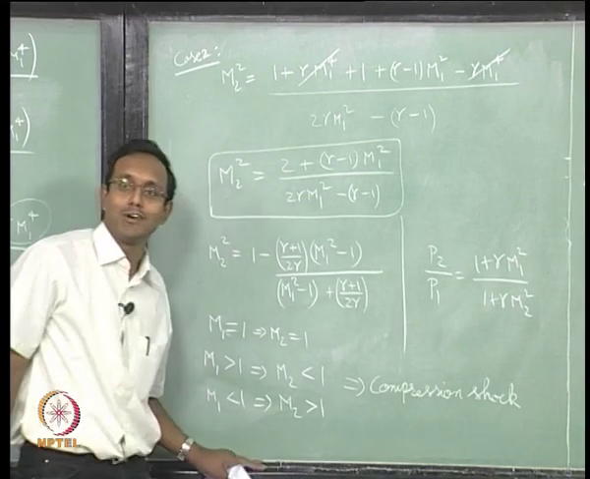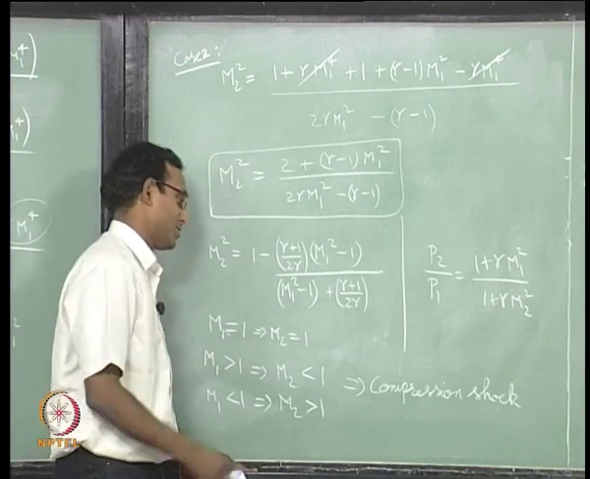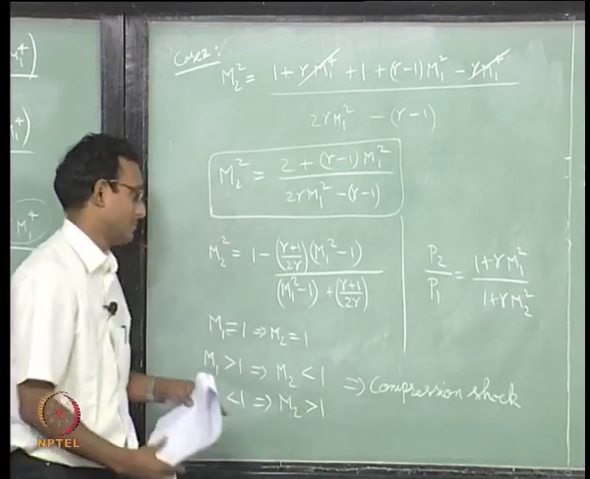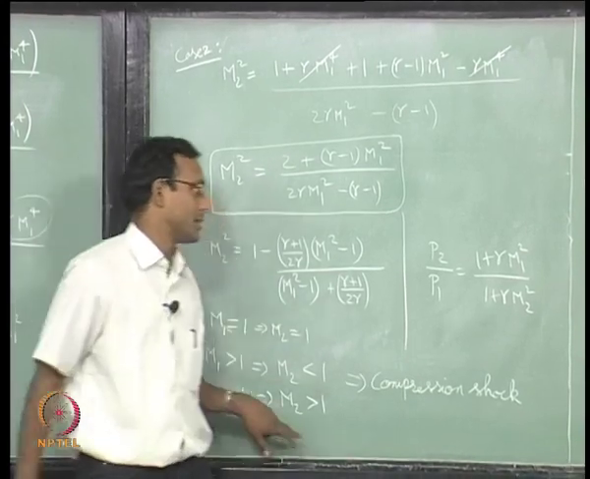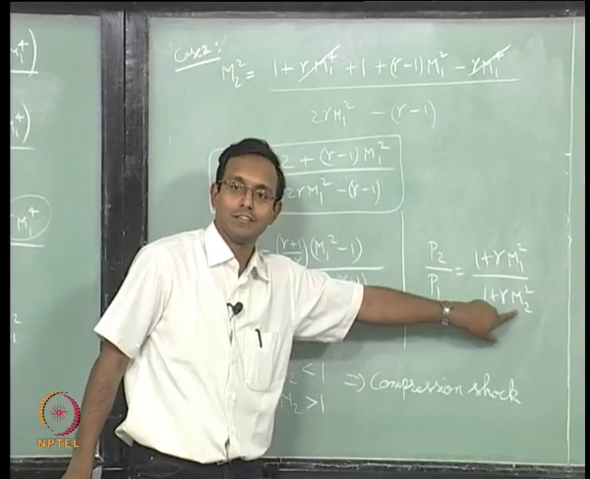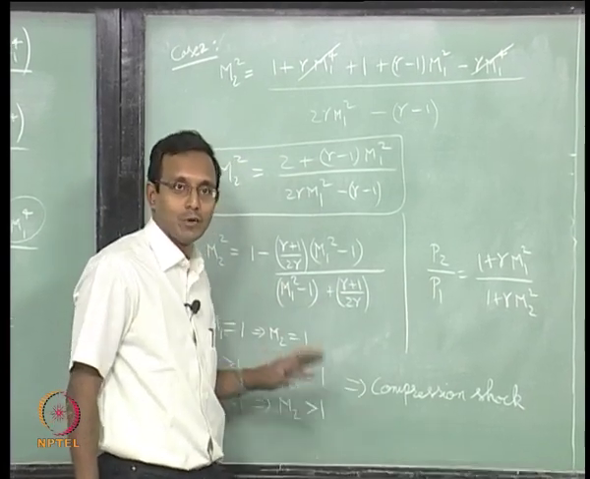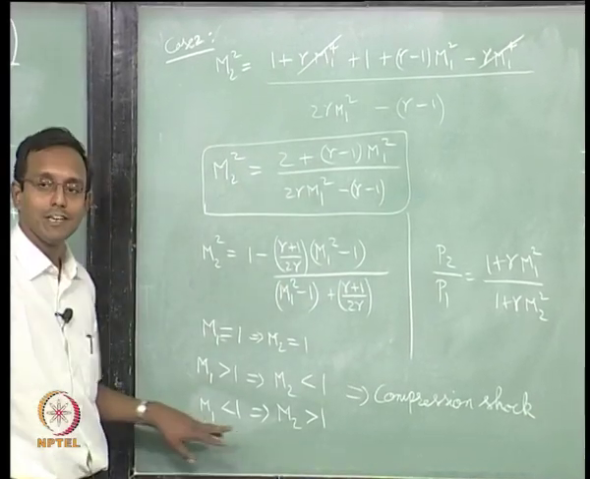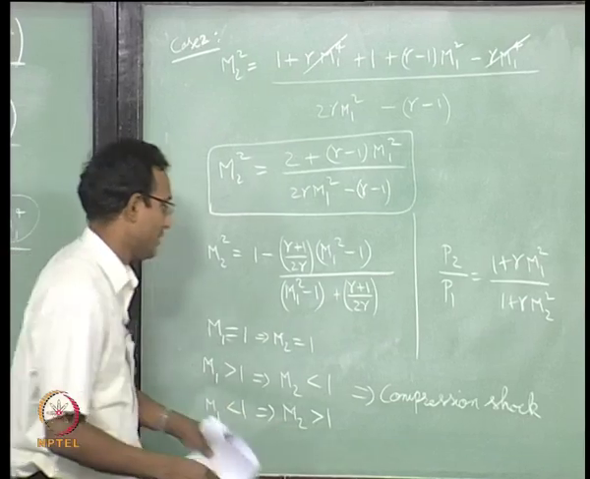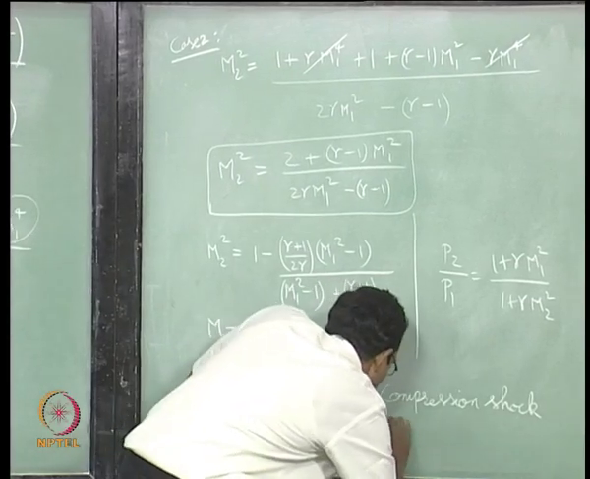My wave I already called it as a shock, so I am calling it a compression shock. If I look at the other one, M1 is low, M2 is high, this is low, this is high, I will go through an expansion process, it is going from subsonic to supersonic, okay, and I will get this to be expansion shock.